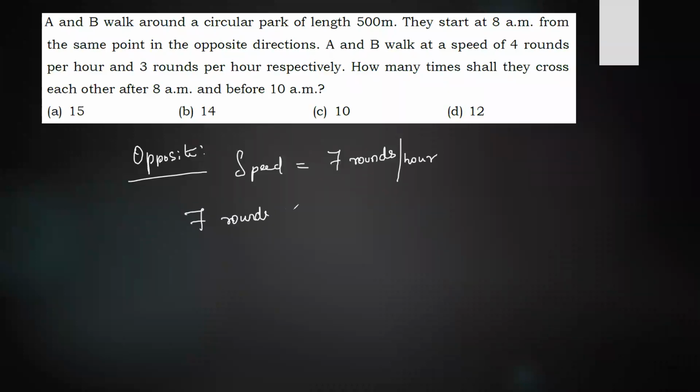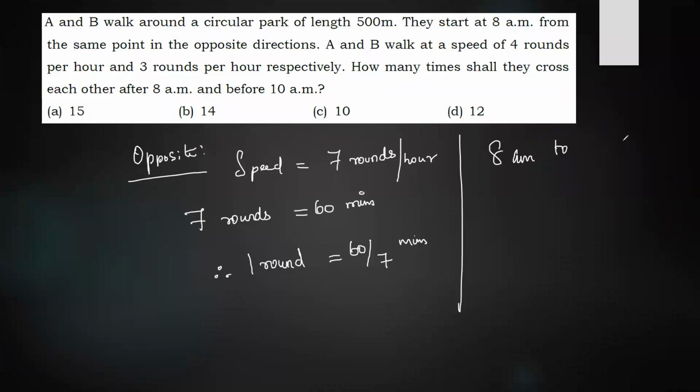Sir, 7 rounds per hour. Okay, so in 1 minute, it's in the opposite direction, so we have to add the speeds, right? So 3 plus 4, 7 rounds. Yes. So 7 rounds in 60 minutes. So for one round, it takes 60 by 7 minutes. Therefore, for 1 round it is 60 by 7.